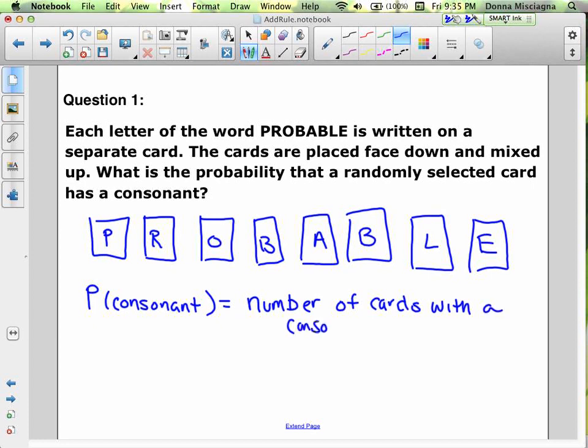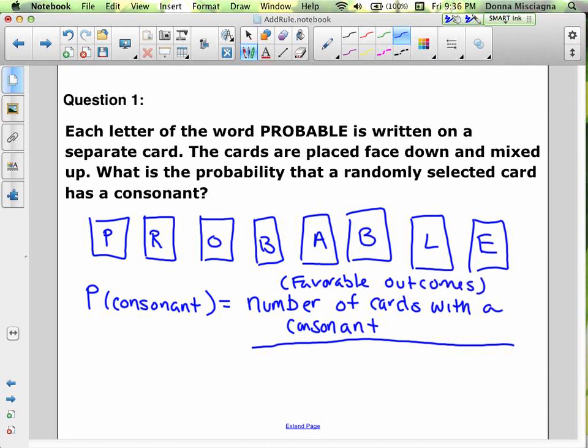So the number of cards with a consonant, those cards that have consonants on them, I keep wanting to say constant, probably because constant's a math word and consonant is an English word, are our favorable outcomes. Right? So these ones here are our favorable outcomes because we're interested in the probability that we're going to get a consonant.